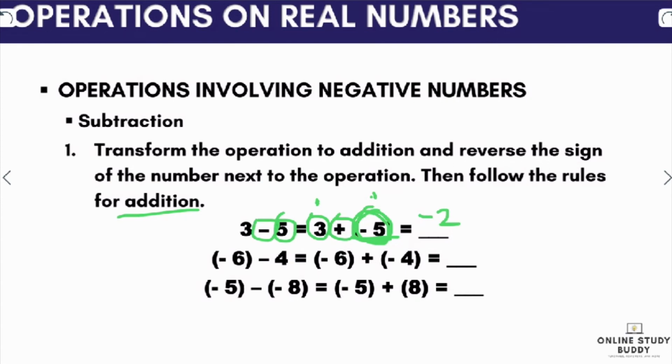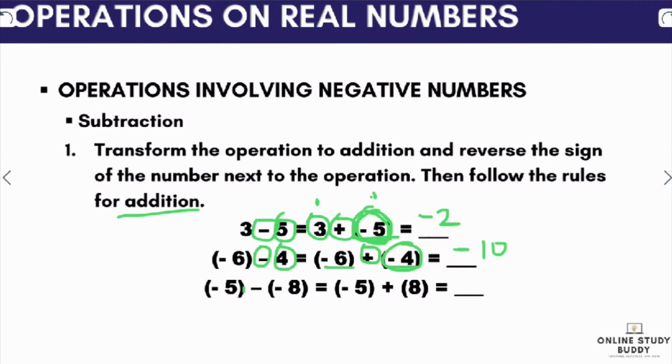Next example, negative 6 minus 4. So, ganun ulit, itatransform natin yung minus to plus, and then i-reverse natin yung sign ni positive 4. So, we have negative 6 plus negative 4. So, dito, since parehas negative yung ina-add natin, based sa rule natin sa addition, negative yung magiging result natin. So, we just add yung 6 and 4, 10, and then negative siya. So, negative 10.